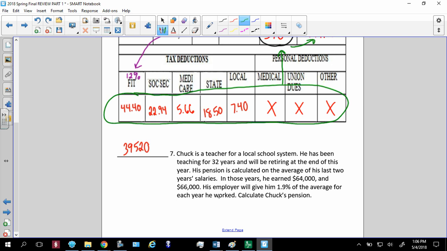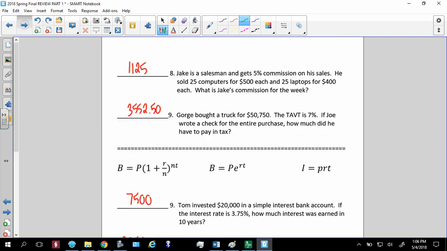His pension is calculated on the average of his last 2 years. His last 2 years are 64 and 66. When I average them together, you get 65,000. I'm going to multiply it by the percentage, which is 0.019, and then by the years, which is 32. Do the math, you get Chuck's pension.